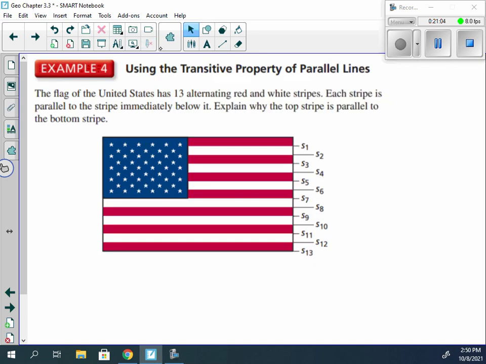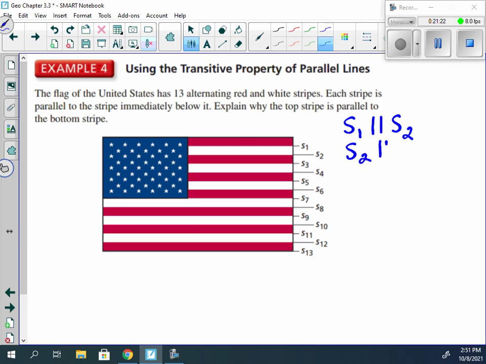Last problem of the day. The United States flag has 13 alternating red and white stripes. Each stripe is parallel to the stripe immediately below it. Explain why this top stripe is parallel to the bottom. Well, we know that S1 is parallel to S2. Well, S2 is parallel to S3. S3 is parallel to S4, because it's saying that it's parallel to the stripe immediately below it.